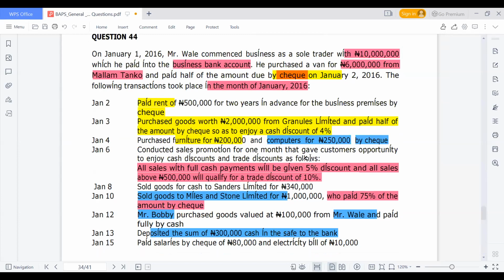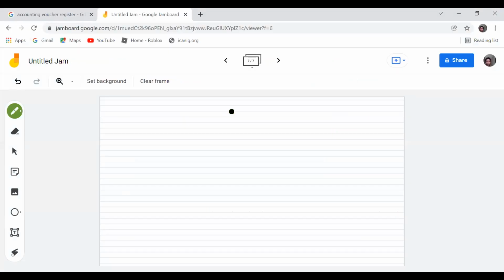So we are through with the three columns. Now the second requirement is to record in the ledger. All right. So the first one is, they say Mr. Wally commenced business as a sole trader with 10 million which was paid into the bank. So first of all, that is what we call the capital. That is what the owner is bringing in now. So let me maintain a file now for capital. So I'm just going to say capital accounts.